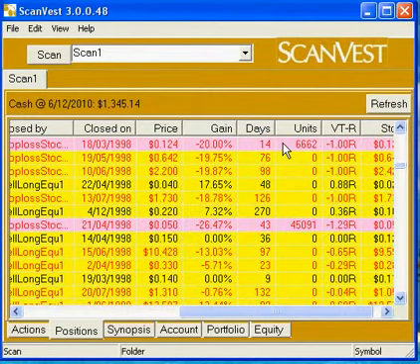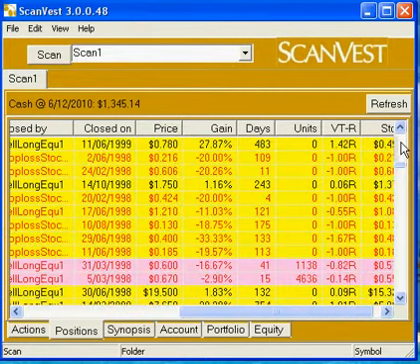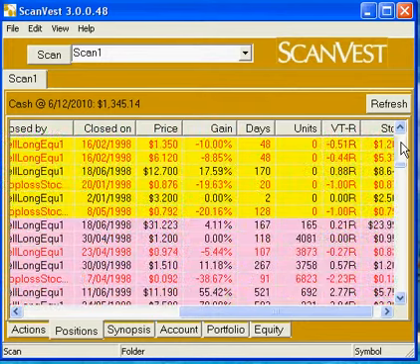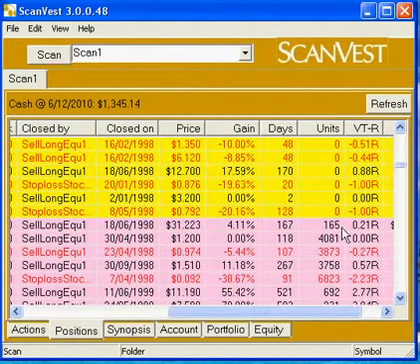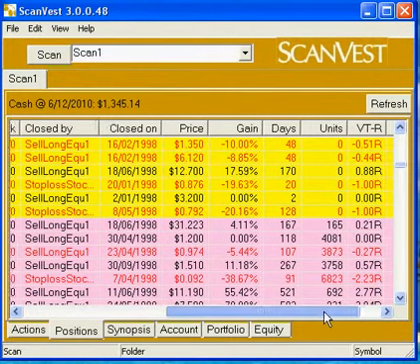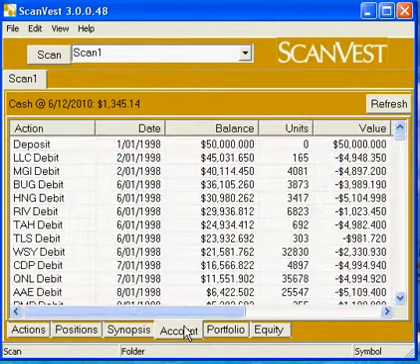If we go back to our 1st of the 1st 1998 again, you can see that our first stock was LLC, opened on the 2nd of the 1st 1998 for $29.99 and 165 units bought. Now look at our account. You can see that our first record is our deposit of $50,000 on the 1st of the 1st 1998.